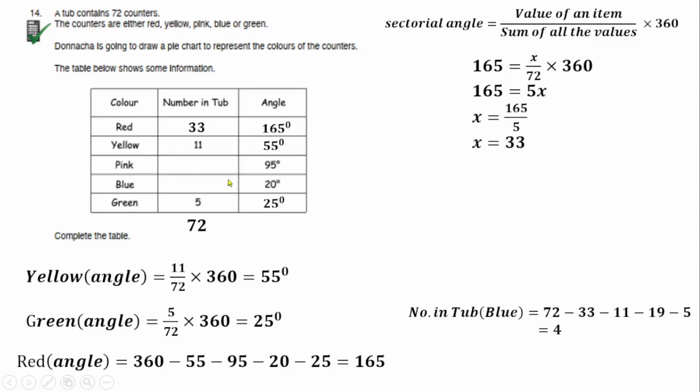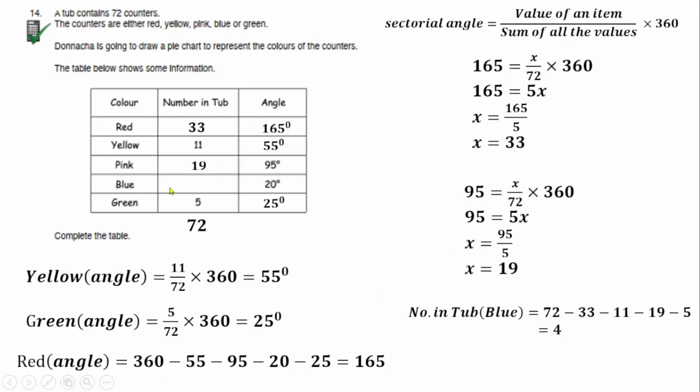Then you can do the same thing to find the number of tubs for pink as well. The sectorial angle for pink is 95. So we'll be having 95 equals the number of tubs in pink, which is what we are looking for, divided by 72 times 360. So you should be having 95 equals x over 72 times 360. 72 can go in 360. That will give us 5. So 5 times x gives us 5x. So 95 equals 5x. Divide both sides by 5. Then x will be equal to 19. So the number of tubs in pink is 19.